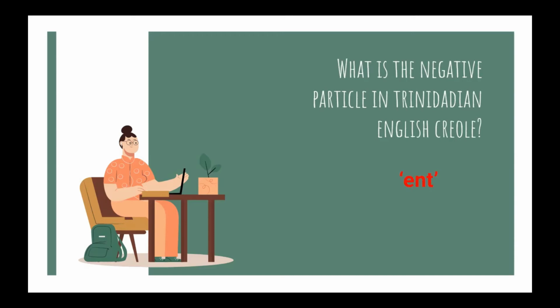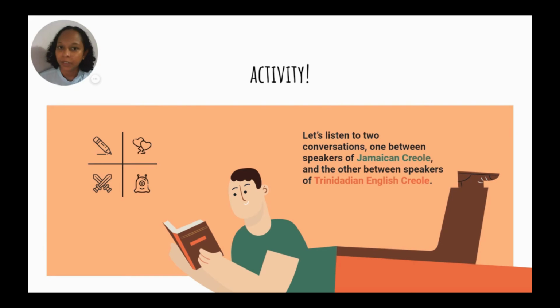Don't worry if you didn't get all correct. We'll have some time to practice a little bit more coming right up. First, we'll see the standard English conversation. Then we'll hear two speakers of Jamaican Creole, followed by two speakers of Trinidadian English Creole. Listen out for the features and any similarities or differences.